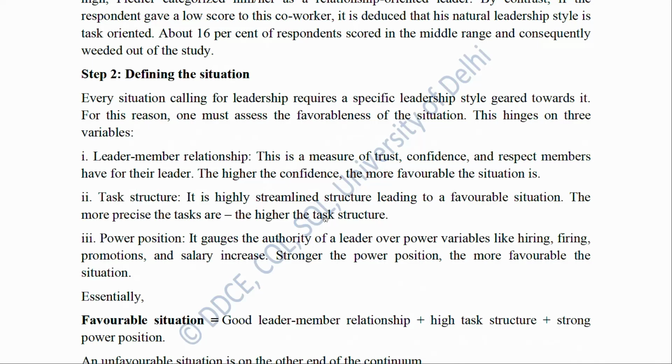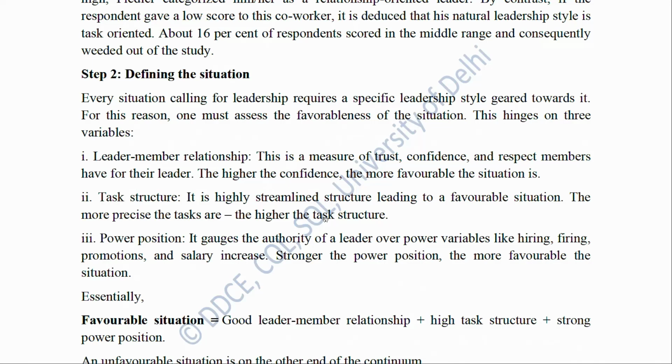Step 2. Defining the situation. Every situation calling for leadership requires a specific leadership style geared towards it. For this reason, one must assess the favorableness of the situation. This hinges on three variables. Number 1. Leader-member relationship. This is a measure of trust, confidence, and respect members have for their leaders. The higher the confidence, the more favorable the situation is.